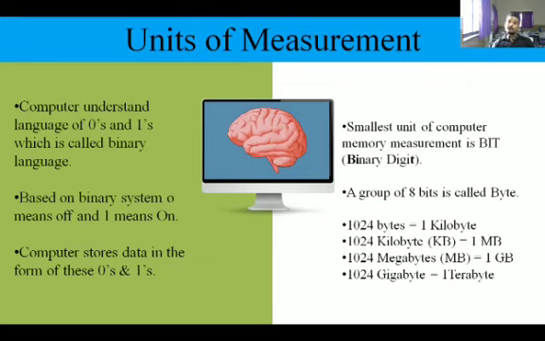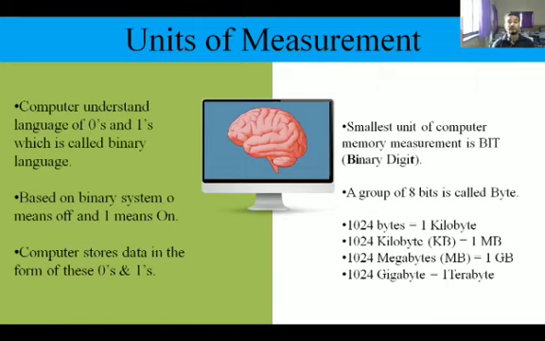And when 1024 kilobytes of memory come together, it will become 1 megabyte. What will it become? 1 megabyte. Megabyte means MB. And when 1024 megabytes of memory come together, it will become 1 gigabyte, that is GB. And when 1024 gigabytes of memory come together, it will become 1 terabyte.